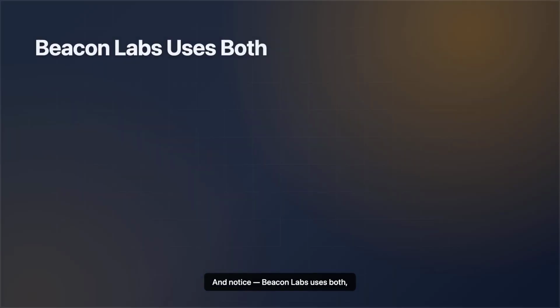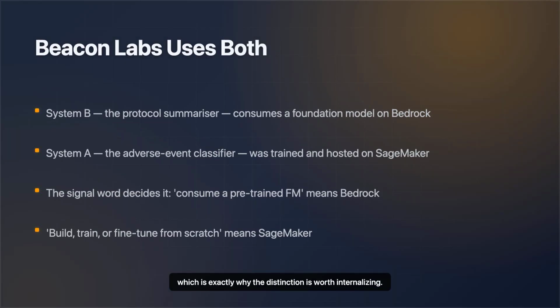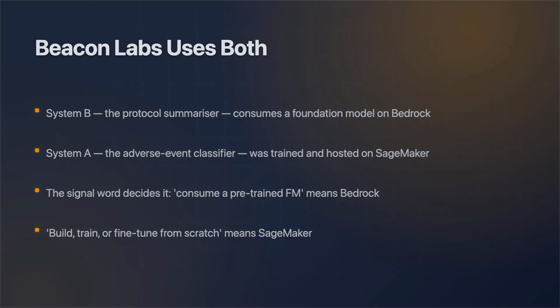And notice Beacon Labs uses both, which is exactly why the distinction is worth internalizing. System B, the protocol summarizer, consumes a foundation model on Bedrock. System A, the adverse event classifier, was trained on their own labeled patient data and hosted on SageMaker, and they deliberately kept it as a supervised classifier for its determinism and auditability. The signal word decides which service you're looking at. Consuming a pre-trained foundation model points to Bedrock. Building, training, or fine-tuning your own model from scratch points to SageMaker.